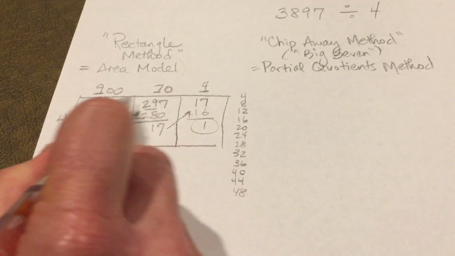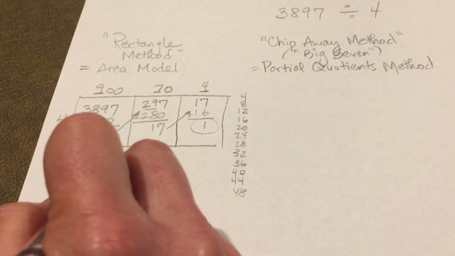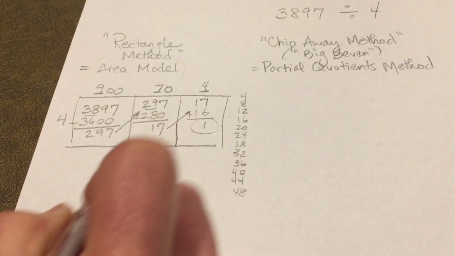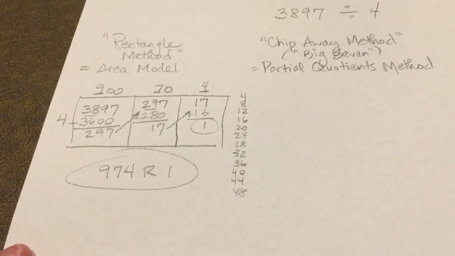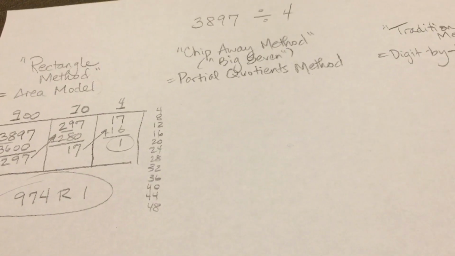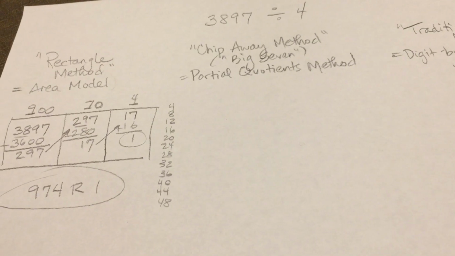Then I can just, in my head, add up the number of 4 groups that I was able to take out, add my remainder, and I have my answer. That's what we call the area model or rectangle method for long division. The next method that we teach the kids is something that I call the chip away method.